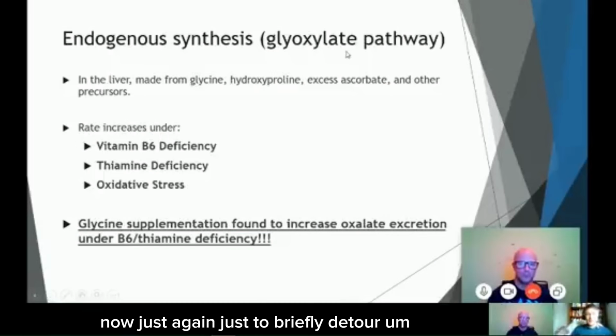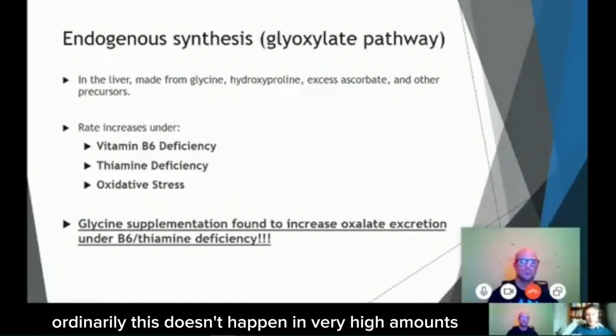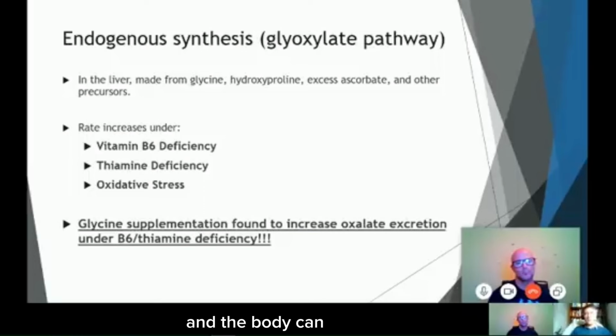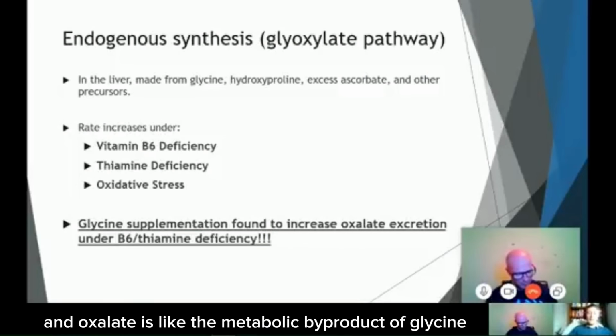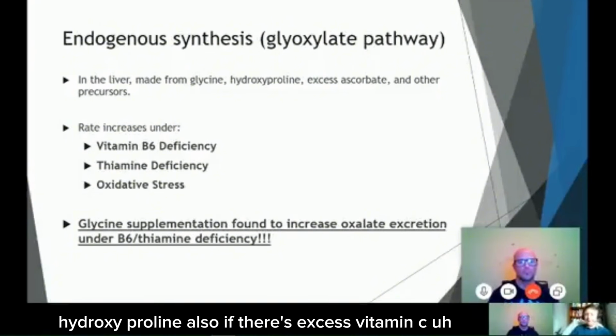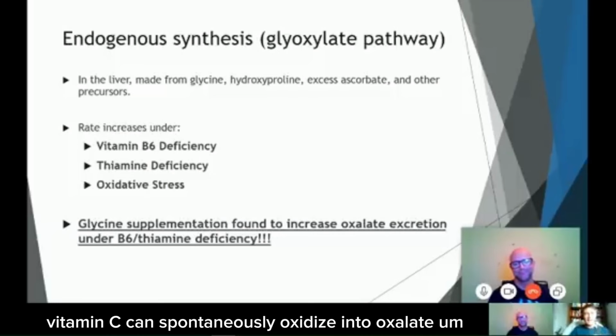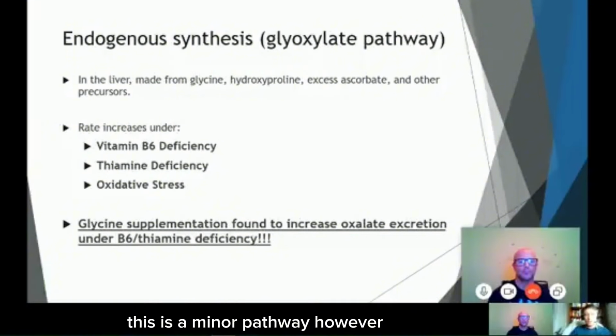Now, just to briefly detour, I mentioned before that the body can produce its own oxalate. Ordinarily this doesn't happen in very high amounts. It's a very minor pathway, and the body can essentially deal with that quite well. It happens in the liver, and oxalate is a metabolic byproduct of glycine, the amino acid glycine, and the amino acid hydroxyproline. Also, if there's excess vitamin C, vitamin C can spontaneously oxidize into oxalate. And there are various other precursors. As I said, this is a minor pathway.